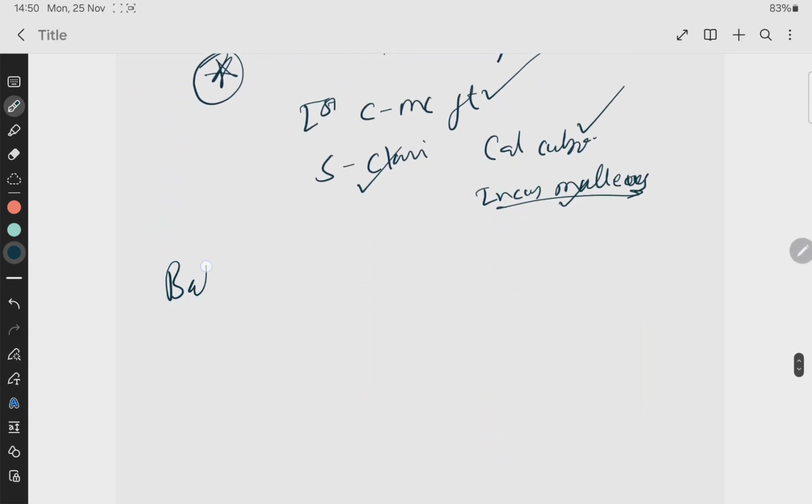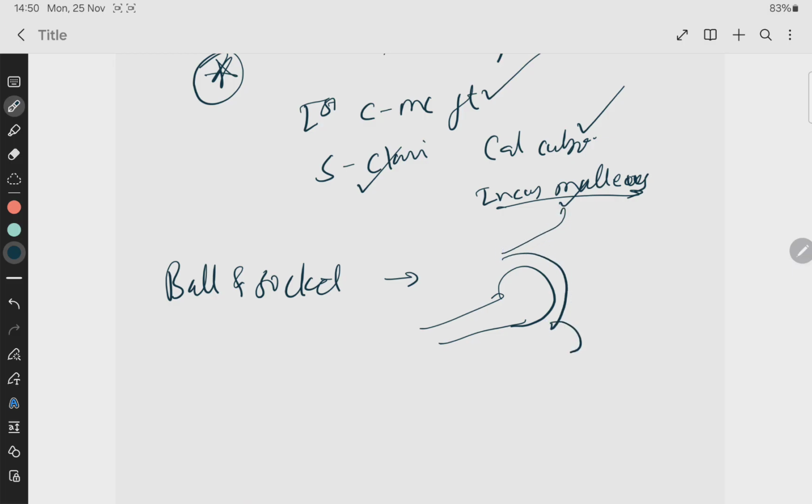Next is the ball and socket type of joint. One articular surface has a ball shape, and the other articular surface has a socket shape. That is called a ball and socket type of joint. This is the multi-axial type of joint. Free movement occurs in all axes. In the vertical axis, rotatory movements can occur, in the antero-posterior axis abduction and adduction will occur, and in the transverse axis movement will also occur. So all kinds of movement will occur.